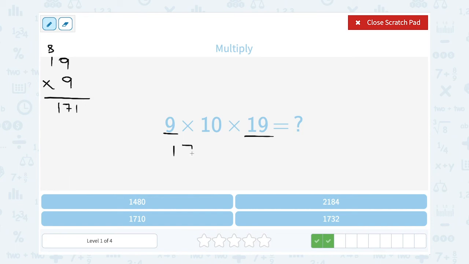Okay, so this is going to be 171. That was already the 9 times 19 part. Now I have to multiply by 10. And when you multiply a number by 10, it just adds a 0 on the end of that number. So that's going to become 1,710.